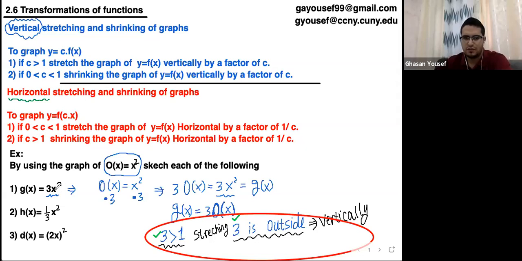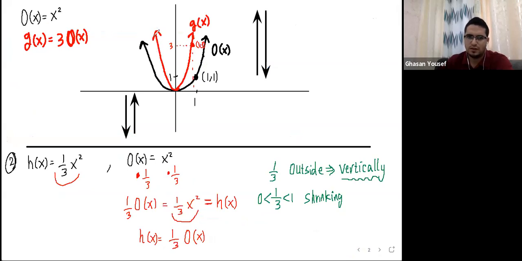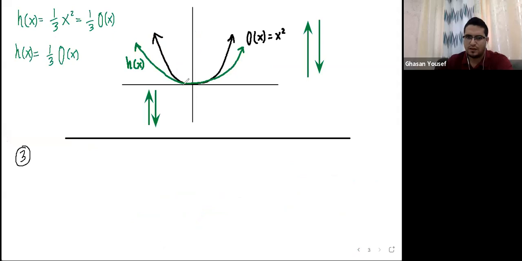For the first one, we multiply by 3. So the first one was vertically stretching. The second one is vertically shrinking. And for the third one, we're going to do it right now. So vertically stretching for the x squared was the red one. You see the red one? And the second one is vertically shrinking. We do it like the green curve. See the green curve? For the third one, we're going to do it right now.